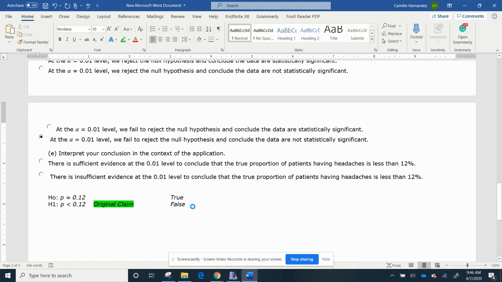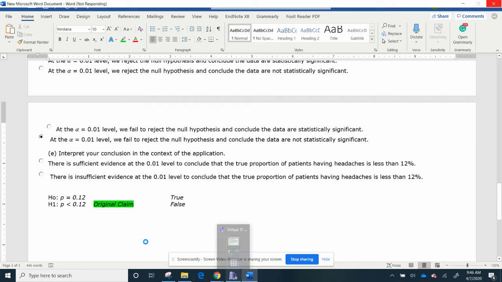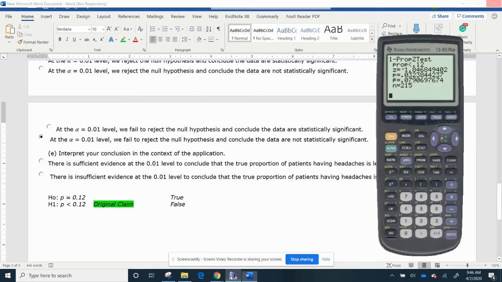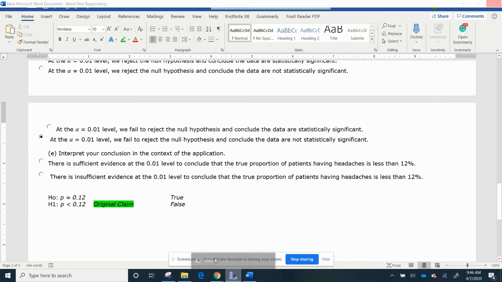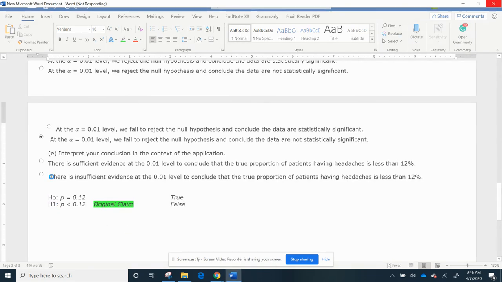So because my original claim is false, oops, hold on, hopefully it'll come back. Let me close stuff down and see if my computer will come back. It's spinning on me. Okay, let me close this down. I think I have too many things open. Close window.